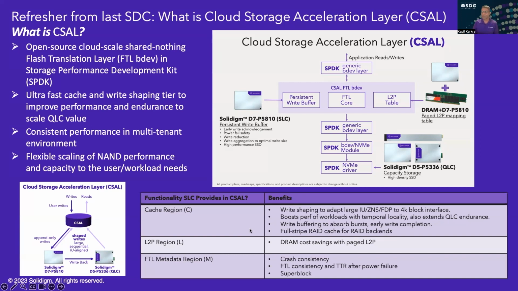This table shows how CSAL uses SLC. It uses the cache region, which is obviously the write buffer portion, but also the L2P region for paging in and paging out the logical-to-physical mapping table. And then finally, it stores its own metadata. CSAL is an FTL, a crash-consistent, power-fail-safe FTL, and so we keep our metadata also on a portion of the SLC.